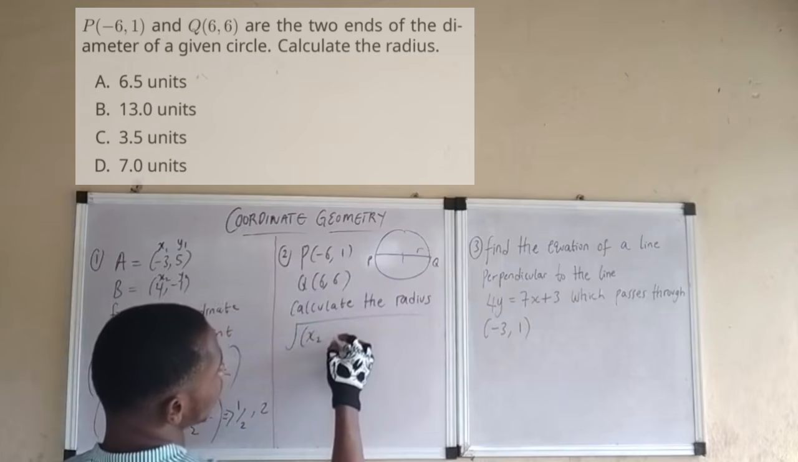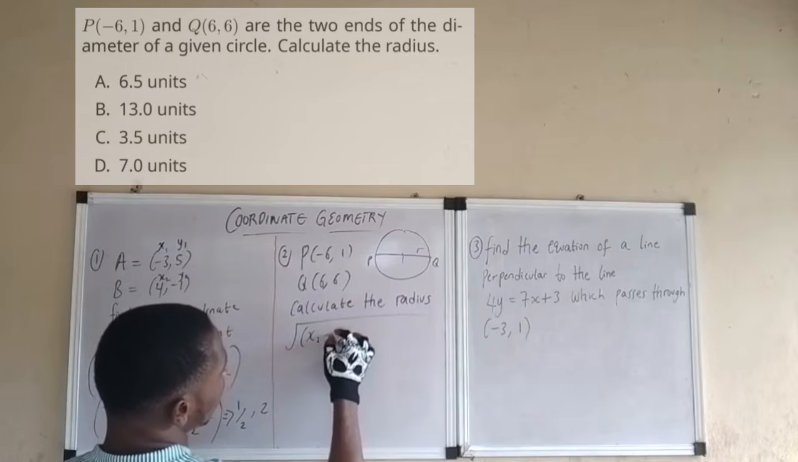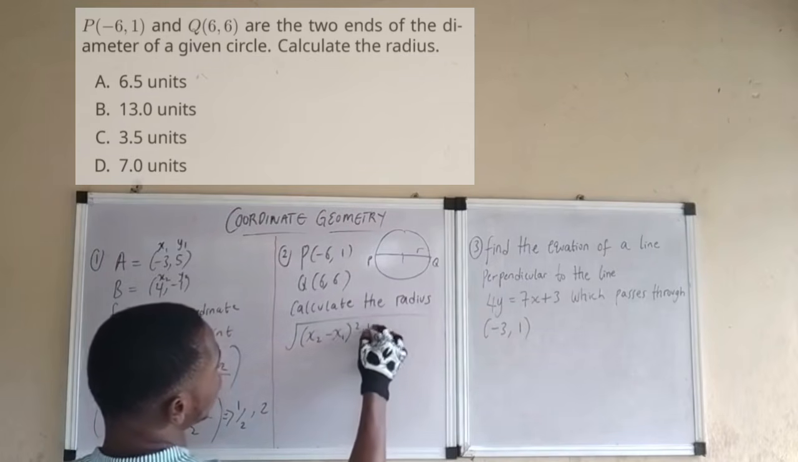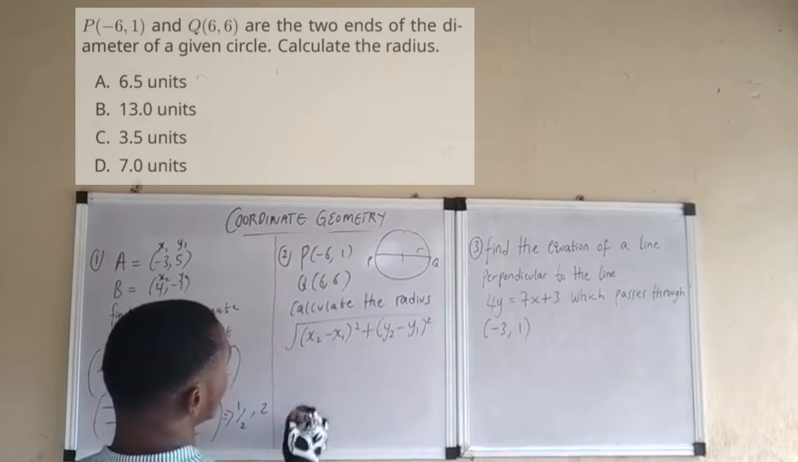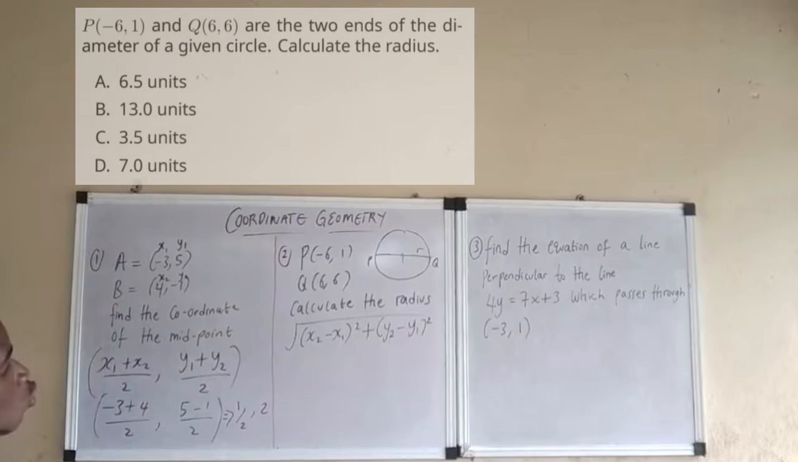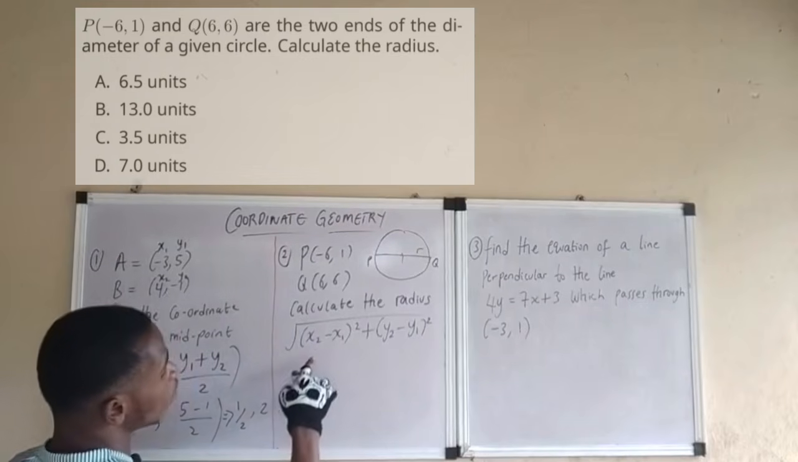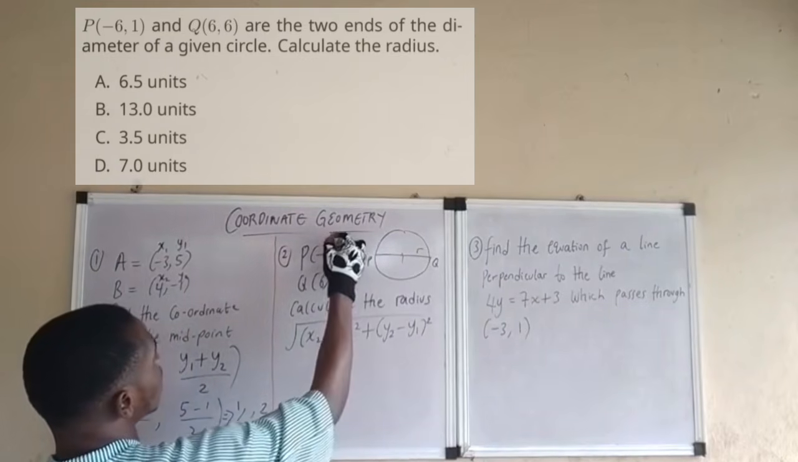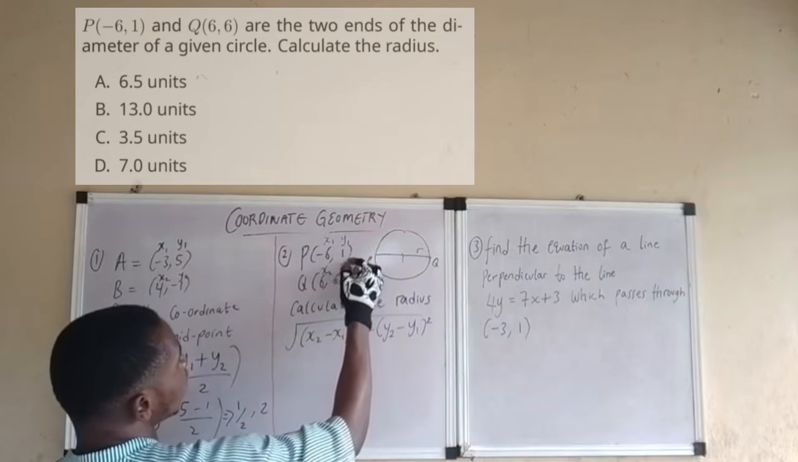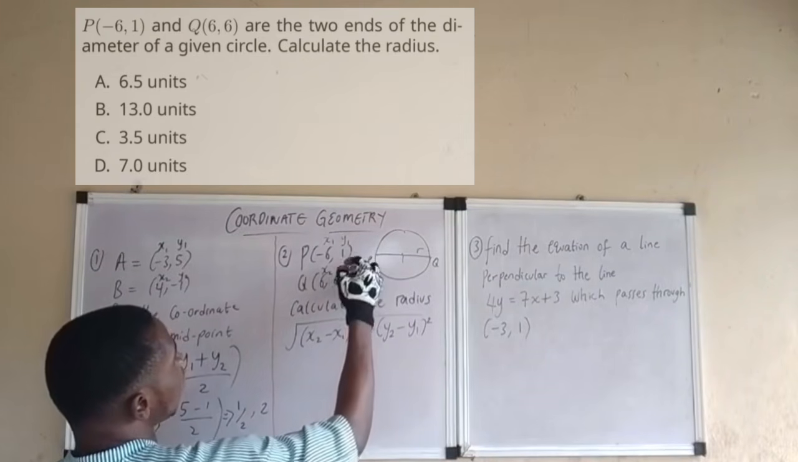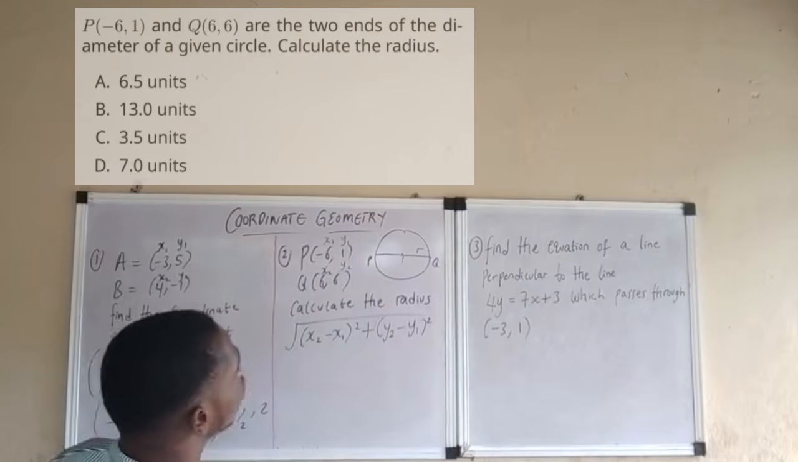x2 minus x1 all squared plus open bracket y2 minus y1 all squared. So this is the formula for distance between two points. All right. Now, x2 in this case is 6, x1 is minus 6. And then your y1 and your y2, that's how you label them.